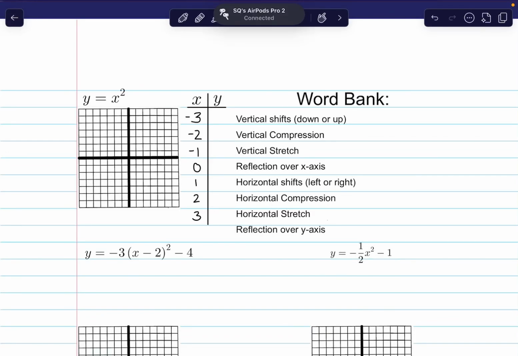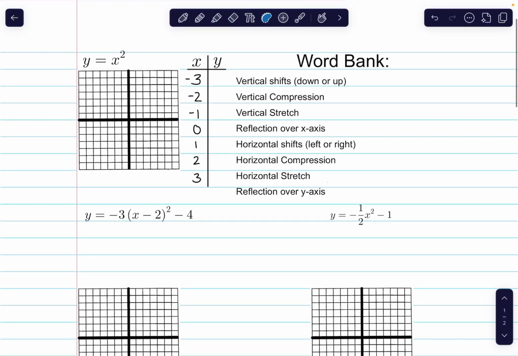Good morning, or afternoon, or whatever day. I don't know. So today's lesson doesn't have a title on there, but this is graphing quadratics in vertex form.